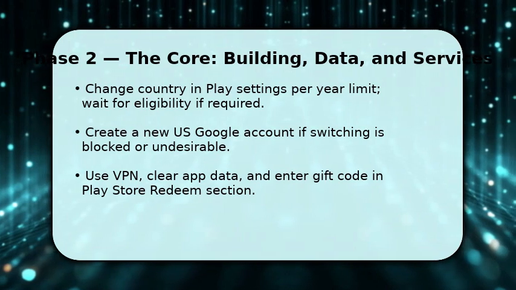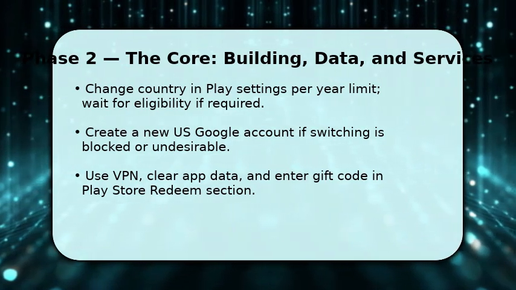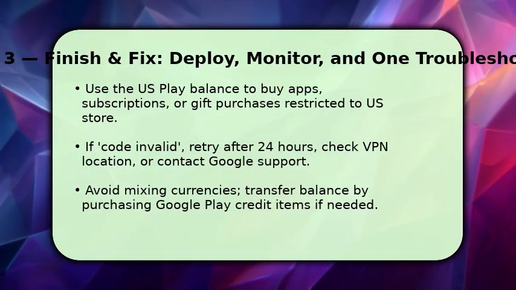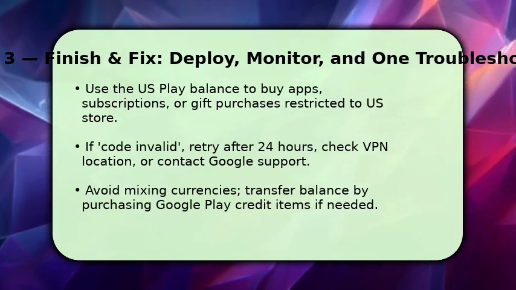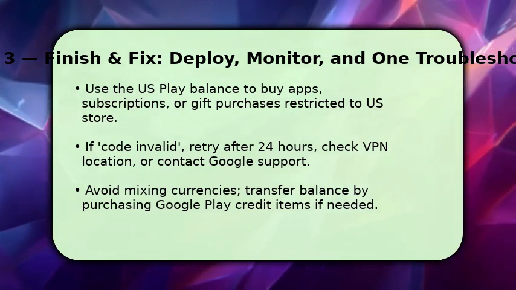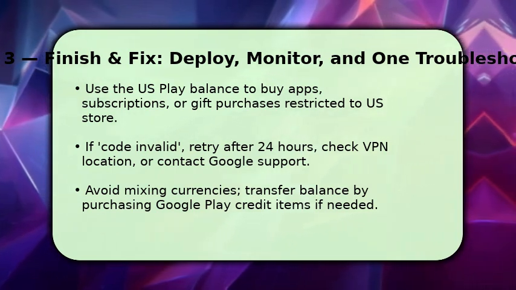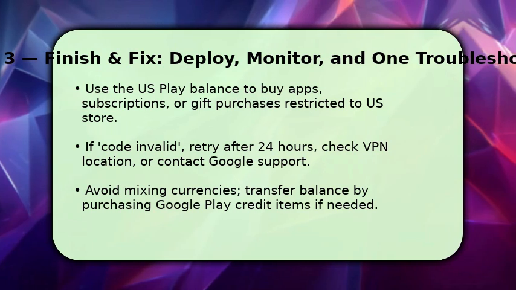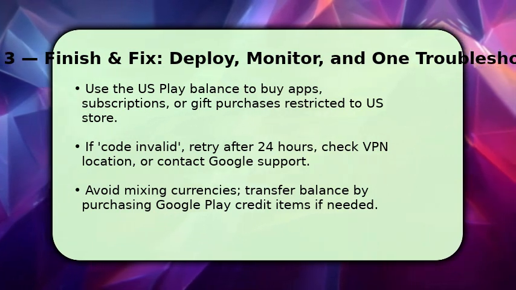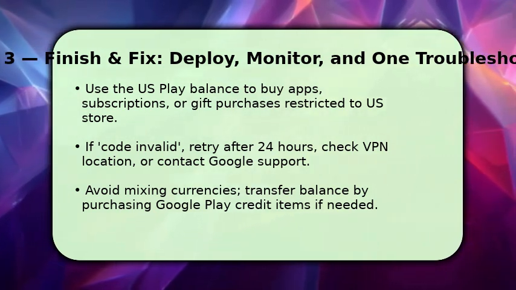Finish by selecting content available in the US Play Store and confirm payment using your newly applied balance. Many purchases require the account region to match content region. If you see code invalid or errors, make sure the VPN shows a US IP, clear cache, and retry. Sometimes waiting 24 hours fixes propagation issues.